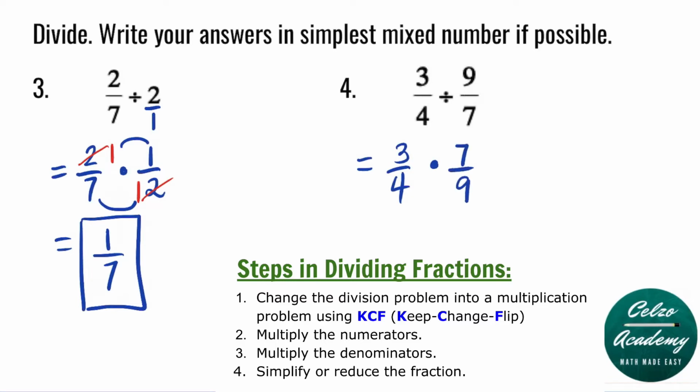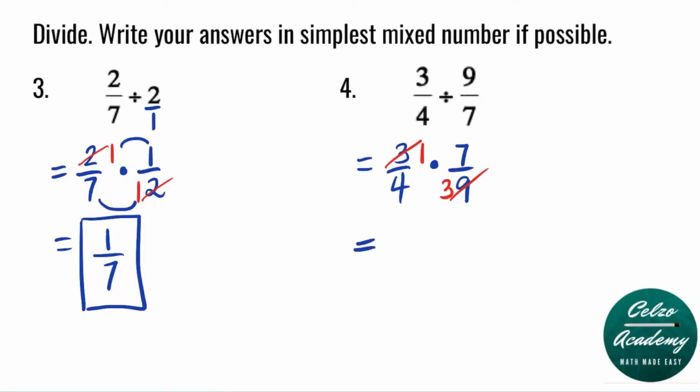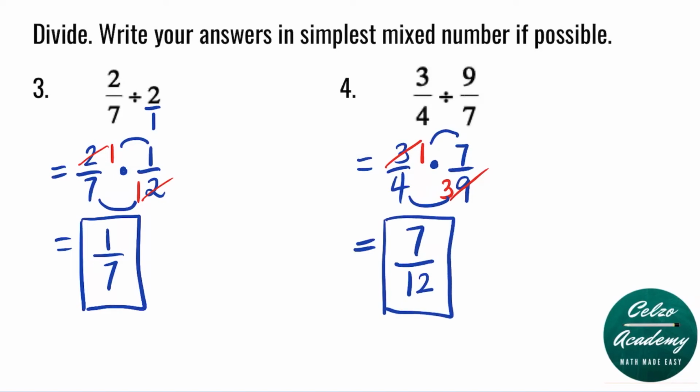Can you simplify any numbers? We can simplify 3 divided by 9, and 3 over 9 is 1/3 in simplest form. Now we multiply the numerators 1 and 7, which is 7, and 4 times 3, which is 12. So the answer is 7 over 12.